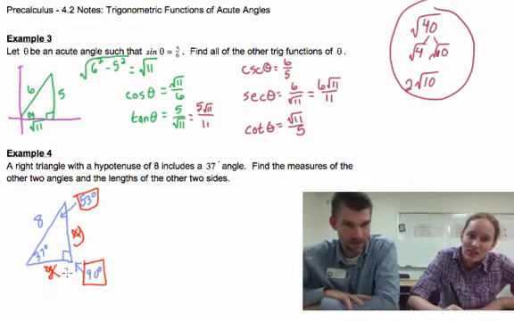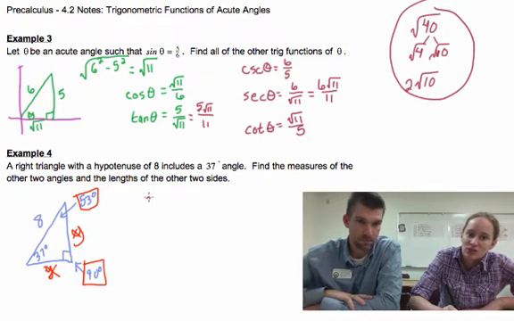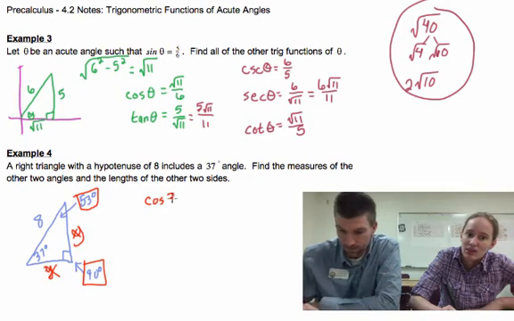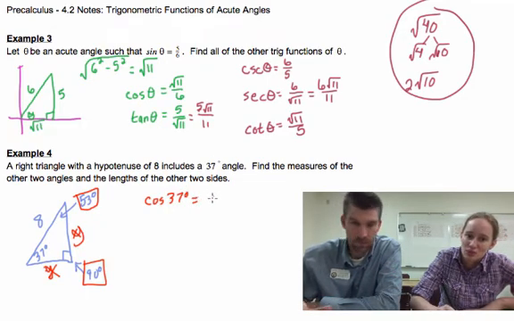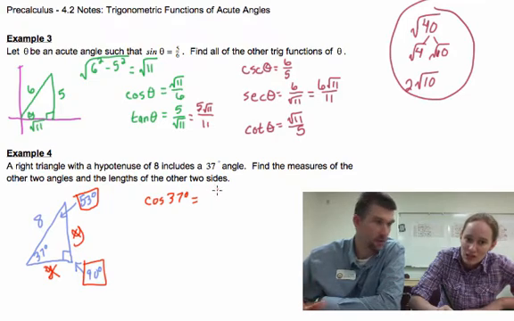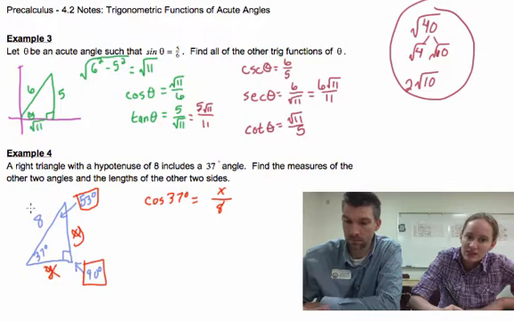Down here at the bottom, let's find x. This is the adjacent side. We know the hypotenuse, so we need to use cosine of 37 degrees. Might as well use the angle they gave you in case you randomly screw up and subtract. Always use the angle they give you. X over 8, adjacent over hypotenuse.